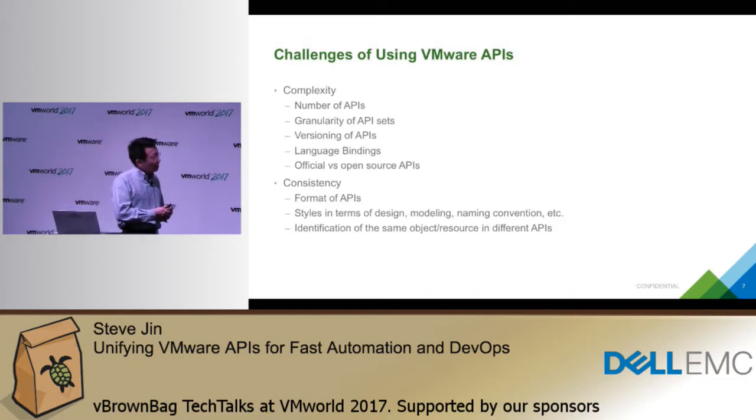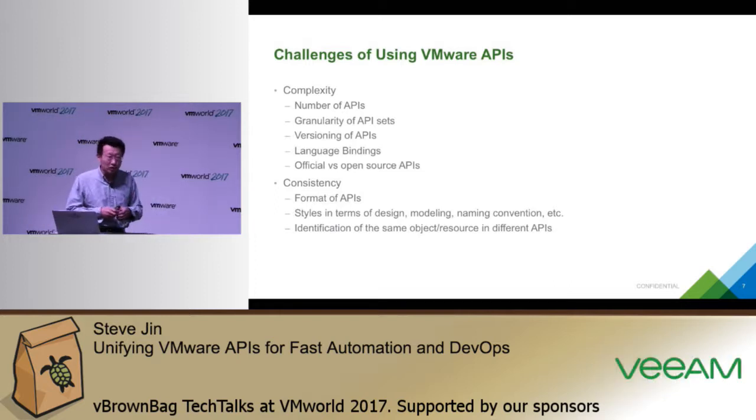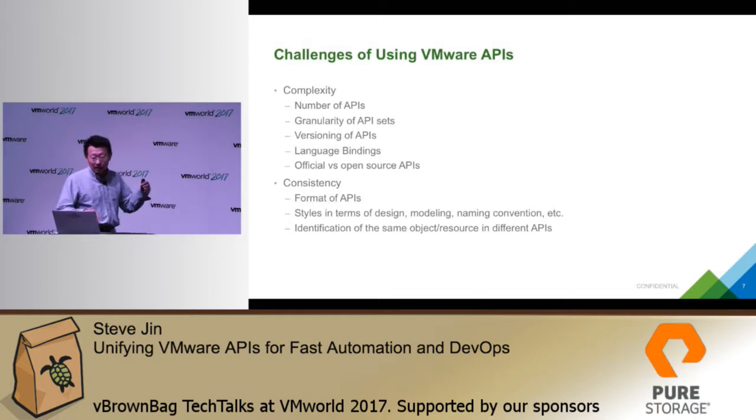Now here are the challenges of using VMware APIs. Here I talk about the challenges. It doesn't mean VMware hasn't done a good job. Actually, VMware has done an excellent job in releasing and maintaining those management APIs. So some of this comes naturally with the APIs, from some factors I listed here. The complexity is one of the challenges, and then the consistency, right? And there are a couple of others I'll talk about in the next slides.